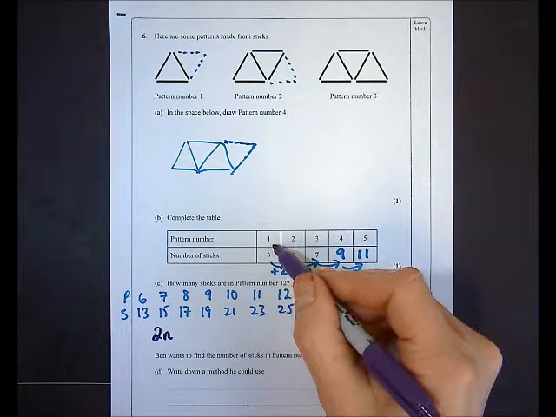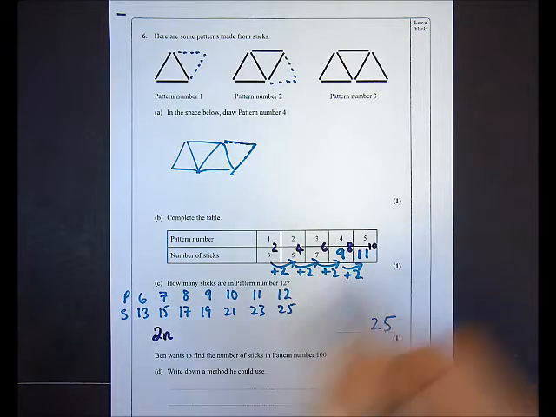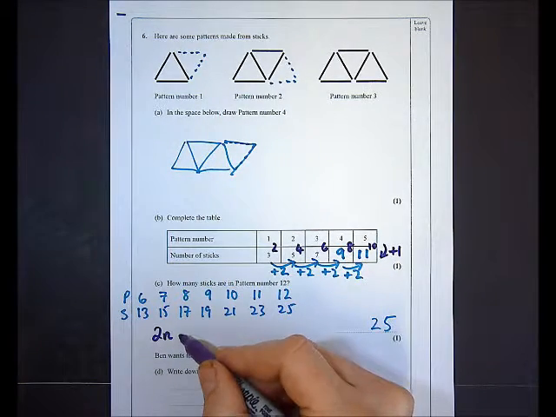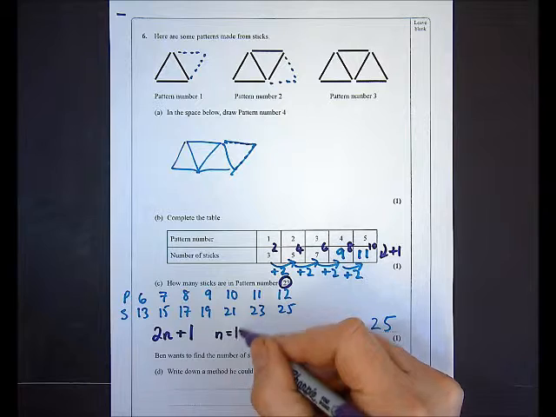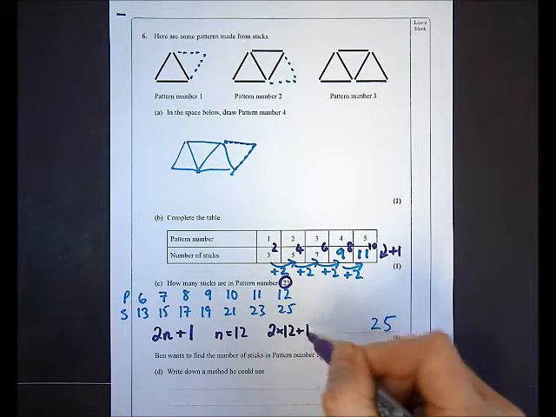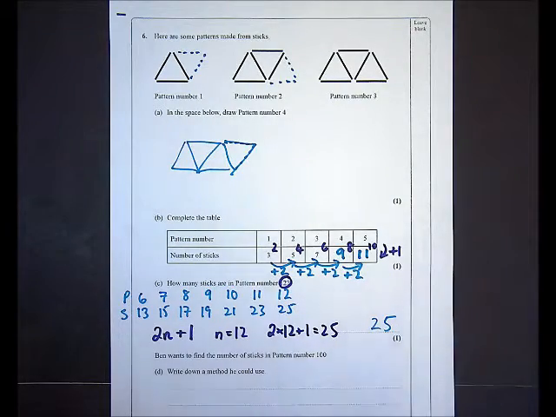And if I write my 2 times table next to these numbers, I can see that I've got to add 1 onto them to get to the number of sticks. So it's the 2 times table plus 1. And then I'm simply substituting in the number n equals 12. If I put n equals 12 in here, I'm going to get 2 times 12 plus 1, and that again is going to give me 25. Either of those is fine.